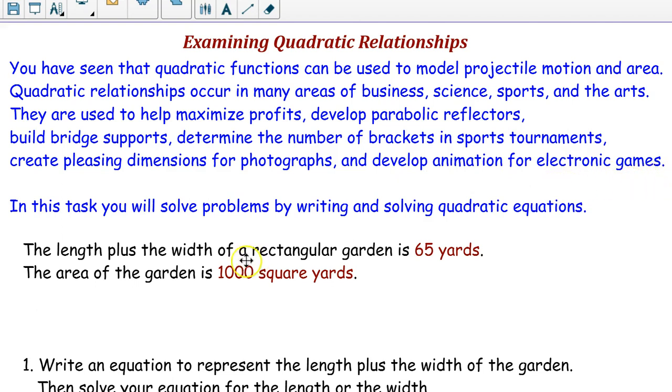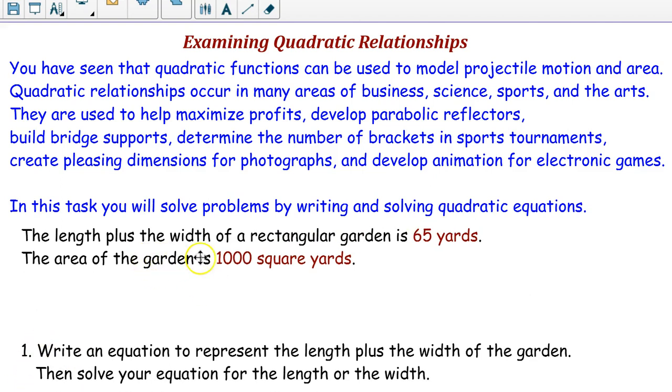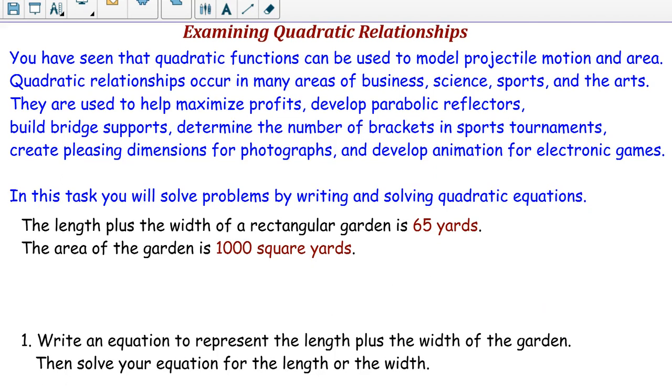Now in this task, you will solve problems by writing and solving quadratic equations. The length plus width of a rectangular garden is 65 yards and the area of the garden is 1000 square yards. So this is the scenario we have, and then you have a number of questions following that.